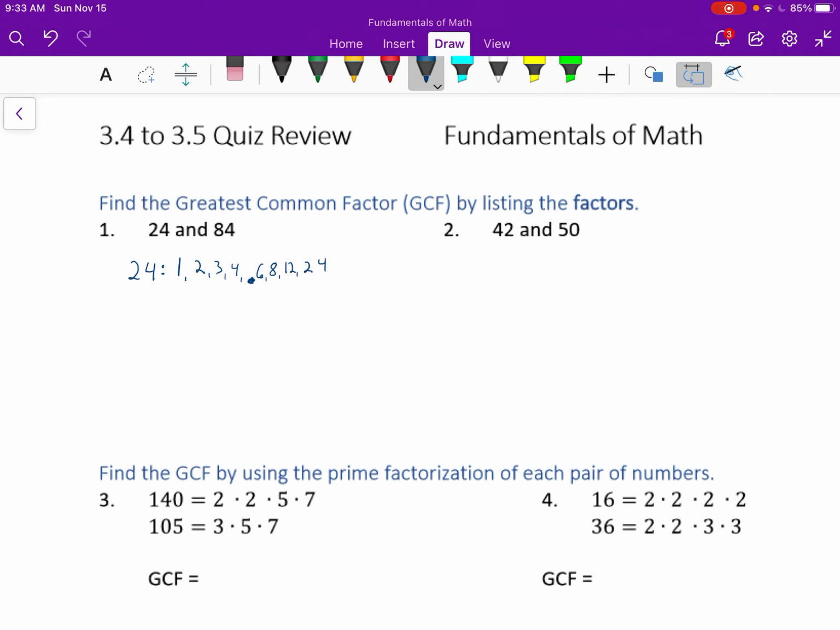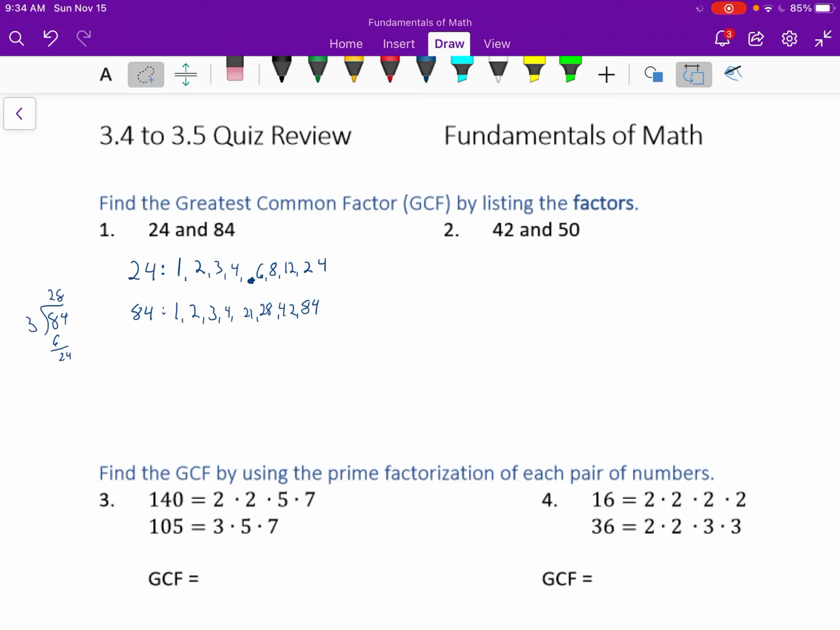Now let's think of the factors of 84. 1 times 84. 2 goes into 84 42 times. 84 divided by 2 is 42. 3 into 84. 3 does, I think, go into 84. 3 into 24 is 8, so it goes in 28 times. 4 goes into 84 21 times.